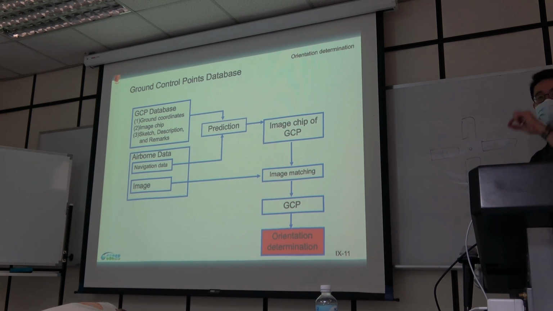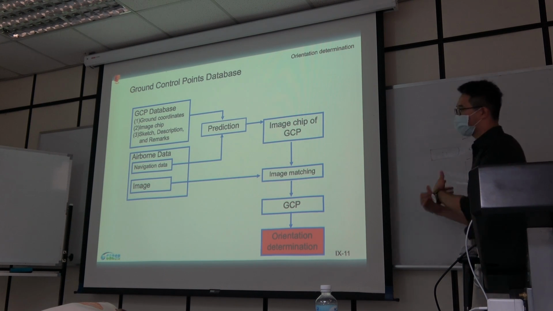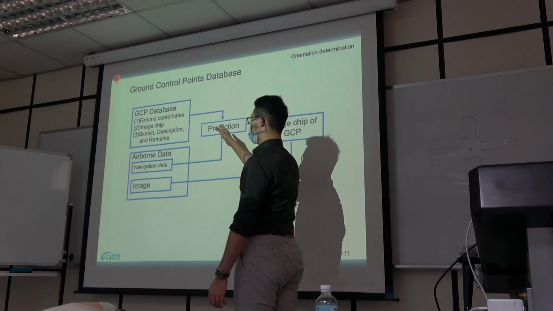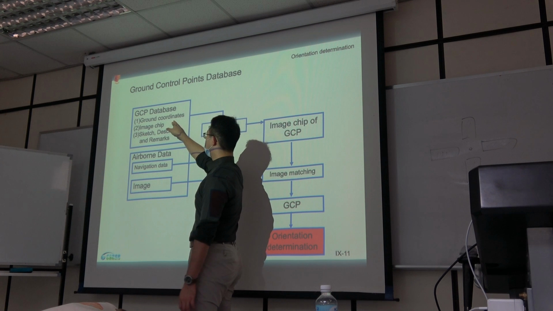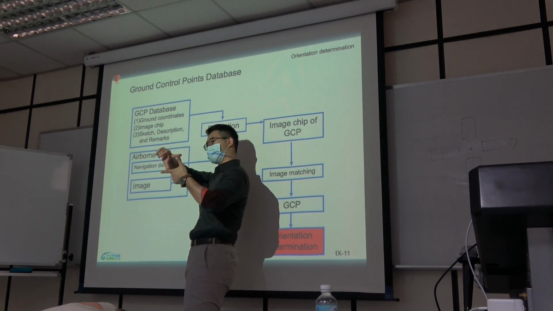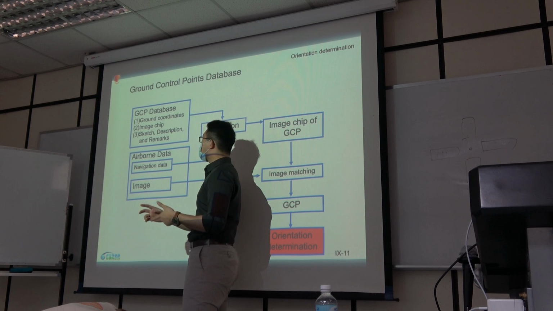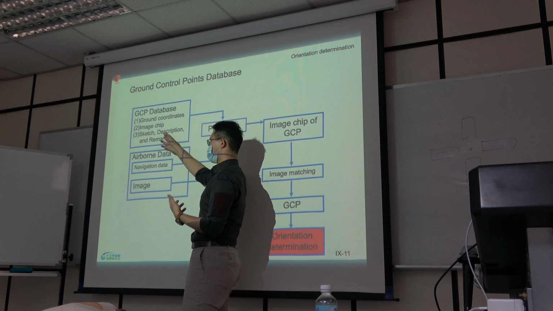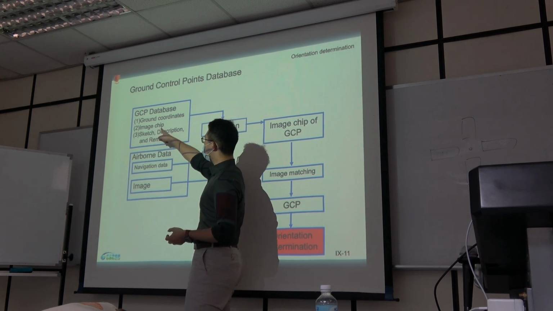So you have the control points, the matched ground control, the object space coordinates and the image space coordinates. And what I'm trying to say is it requires some maintenance. In terms of the GCP database, usually the content includes the ground control, the ground coordinates, and also the image chip, a small clip of that control point, and some description of that control point as well. So the important thing is the image clip.